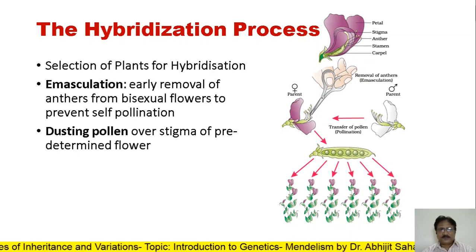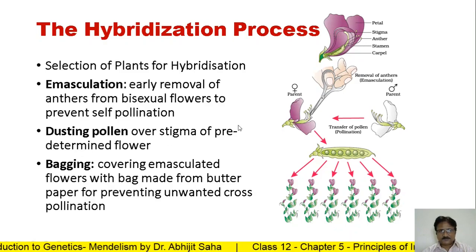Next, as we have already selected the plants, is dusting of pollen grains. So I know which is plant A and plant B. I want to transfer the pollen grain from plant A to plant B. So I will collect pollen grains from plant A and dust the pollen grains on the stigma of plant B. So this is dusting pollen grain over the stigma of the predetermined flower.